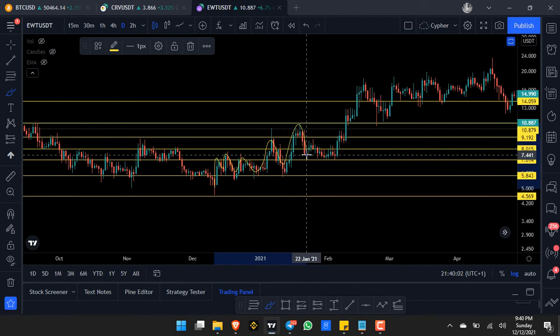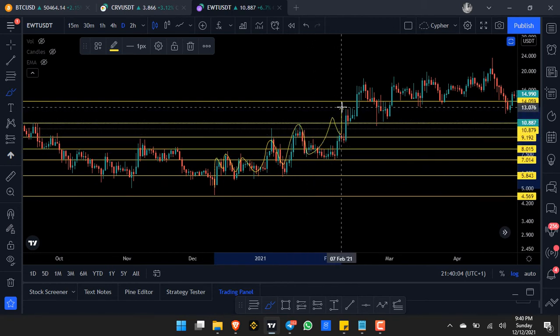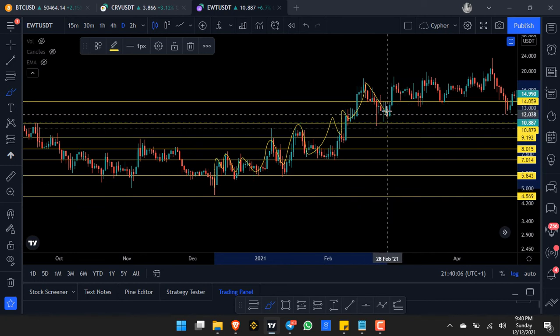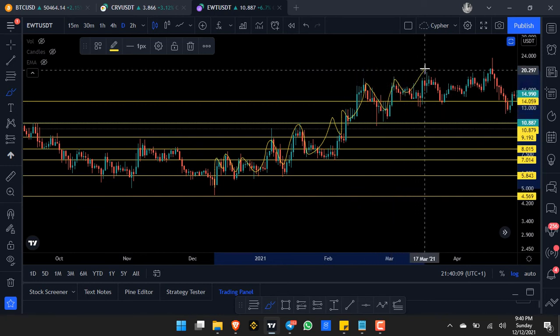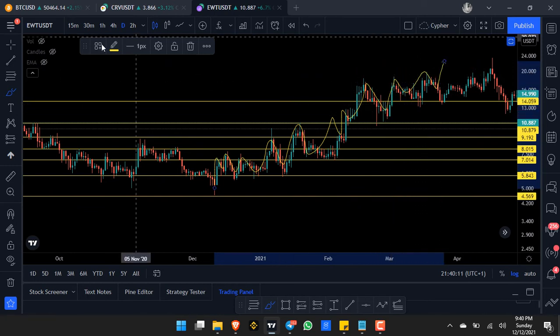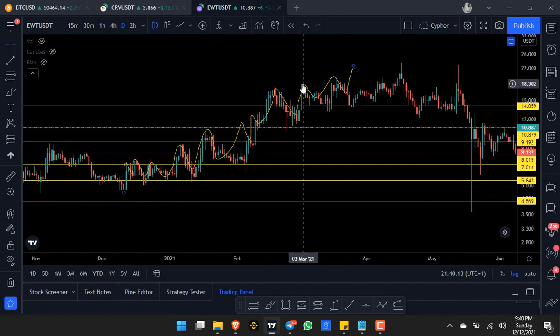So for those of you that are looking for Bitcoin to just be going up, it does not work like that, right? It goes up and it goes down. Look at it. So that is exactly how price action works.